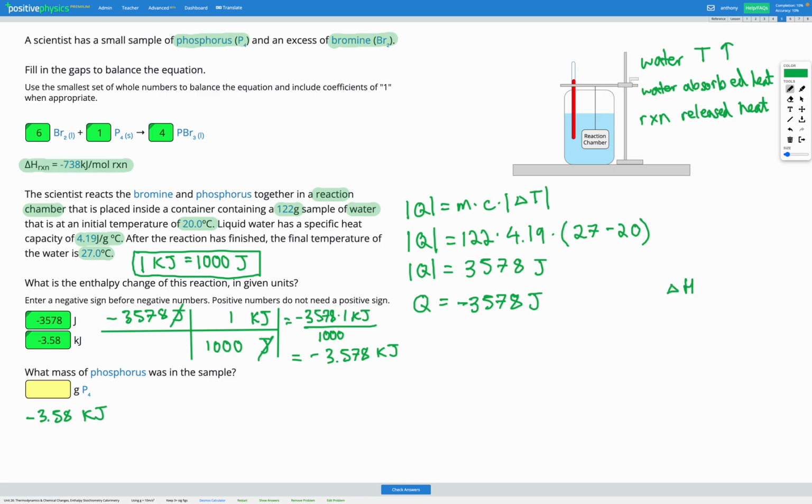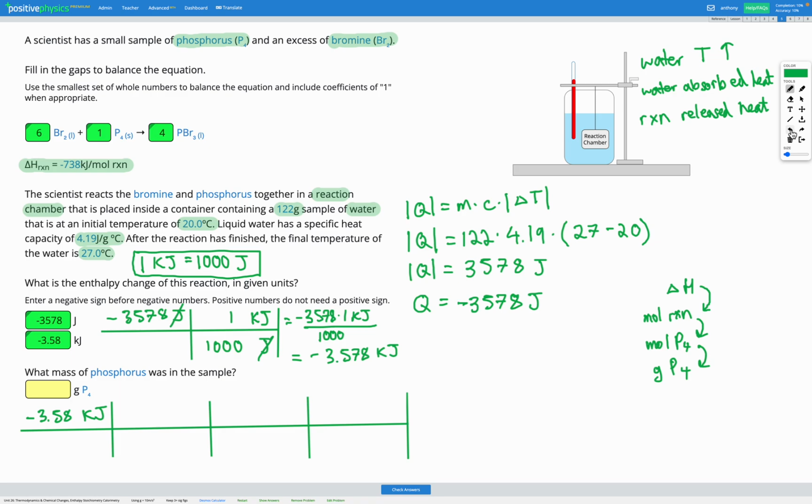So we're starting with the enthalpy change. We're going to need to first find how many moles of reaction cause this enthalpy change. We're going to then need to convert from moles of reaction into moles of phosphorus. And finally, we're going to be able to convert that into grams of phosphorus. So let's set up our dimensional analysis table.